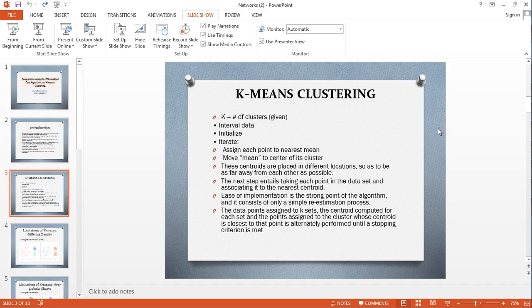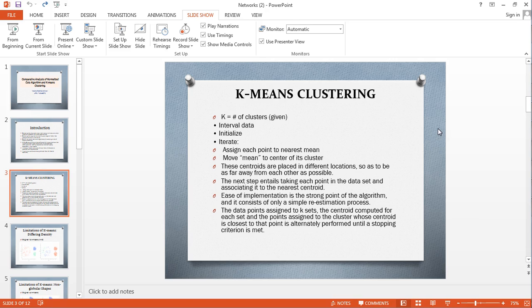Firstly, we look into k-means clustering, where k refers to the number of clusters that we want. In k-means clustering, n points are divided into k clusters, and each cluster will be assigned a centroid. The centroids are placed in different locations so as to be as far away from each other as possible. The next step entails taking each point in the data set and associating it to the nearest centroid.